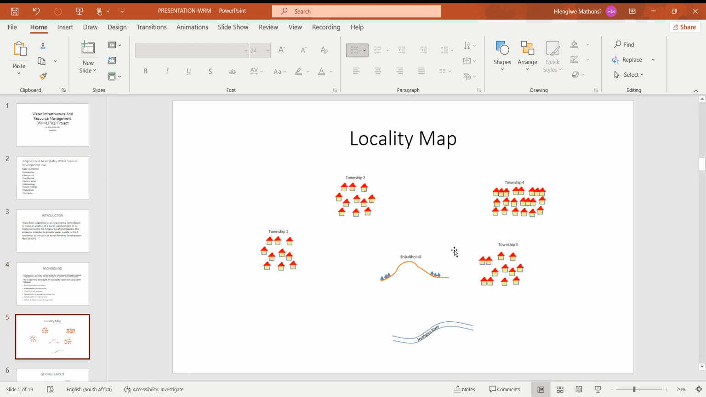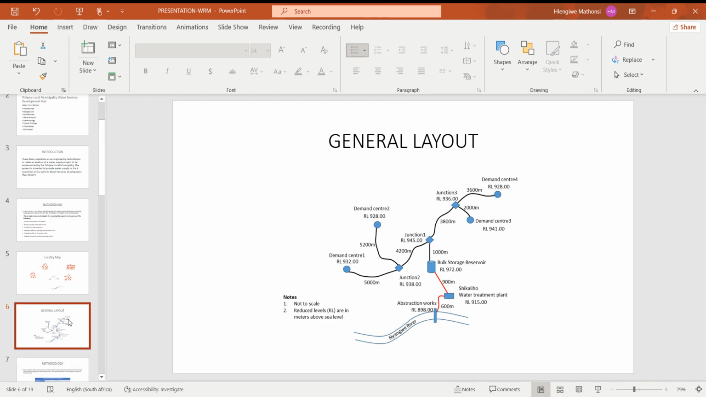Here we have the locality map of how the townships are aligned. And this is the general layout, which is inclusive of the reduced levels for each demand center and the length of each pipe.